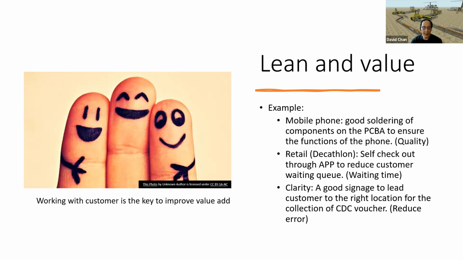The other area will be clarity. If something, for example a signboard, is not clear, then people will spend time looking for the place, and it will create a lot of bad customer experience. For example, if you are going to the community center to collect your CDC voucher, if they have proper good signage, we are able to lead the customer to the right location to make the collection. So basically, we are trying to reduce the error of going to the wrong place as well.